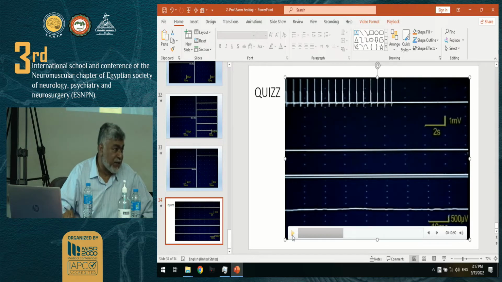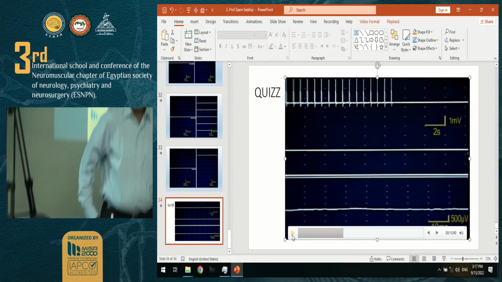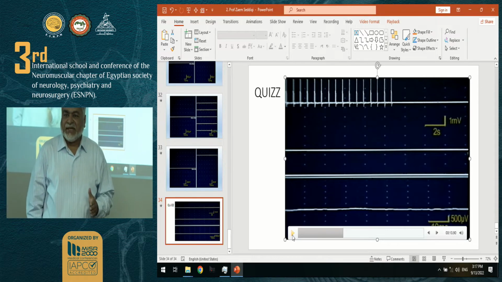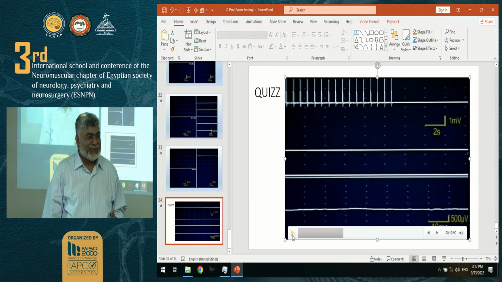This is a pacemaker artifact in the ICU. It's an artifact. Okay? It's a pacemaker artifact, guys. In the ICU, everything is not fibrillation. It fires regularly. It's called a pacemaker artifact. Learn to recognize this as well.